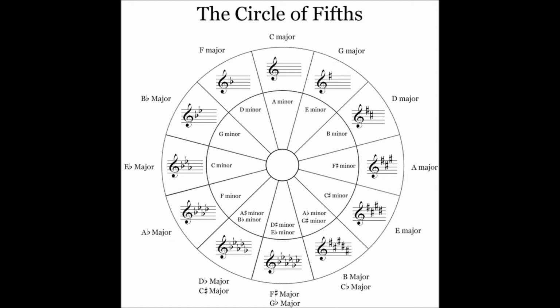To drive this point home, let's consider adjacent keys. Let's look at C and G. C has no sharps or flats, and G has 1 sharp. Let's count up in our alphabet from C to G. C, D, E, F, G. That's 5 notes, a fifth.